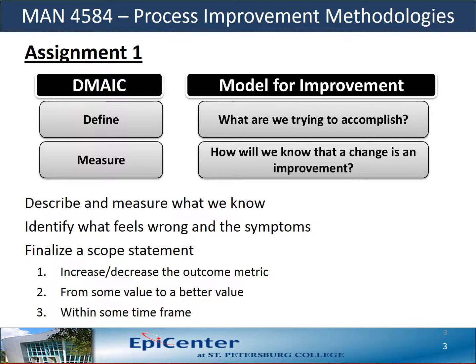And here's an example where for assignment 1 you describe and measure what we know about the process, identify what feels wrong and some of the symptoms, and the finalized scope statement is increase or decrease some outcome metric from some value to a better value within some sort of time frame.